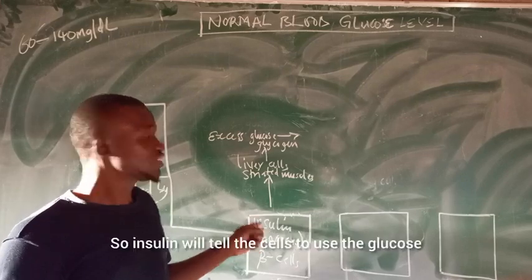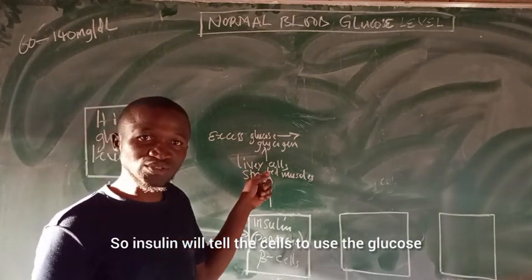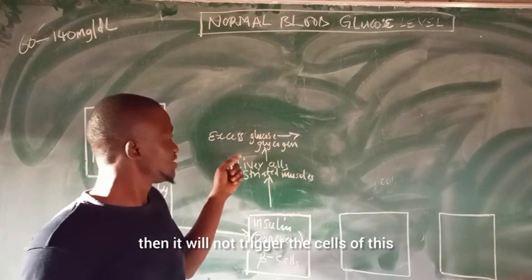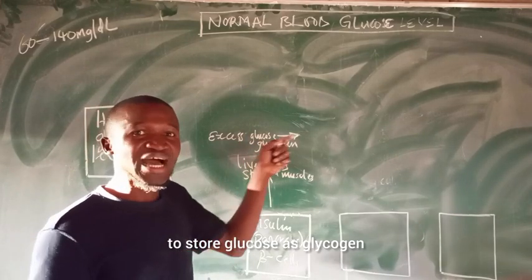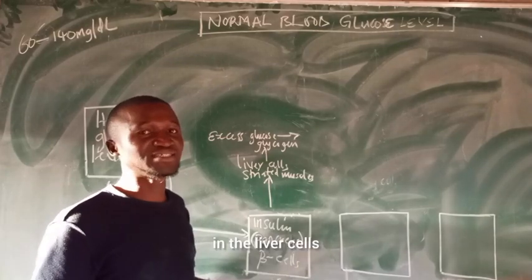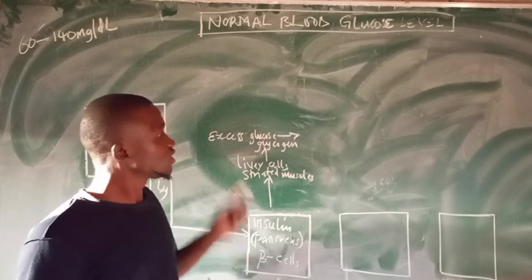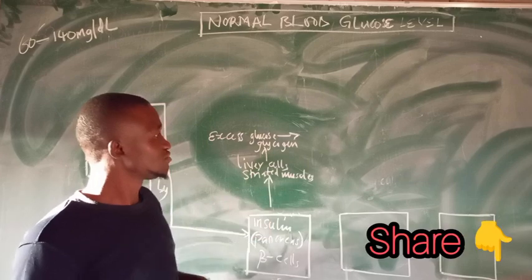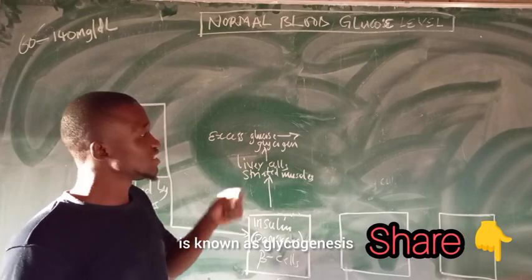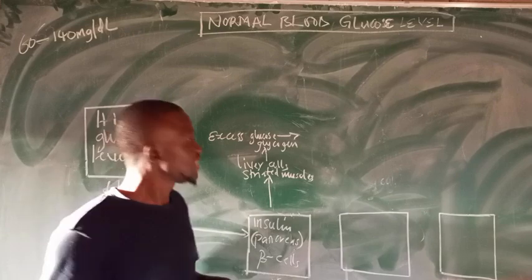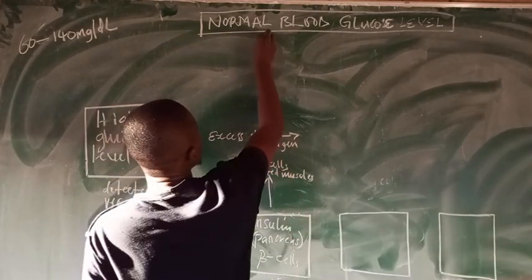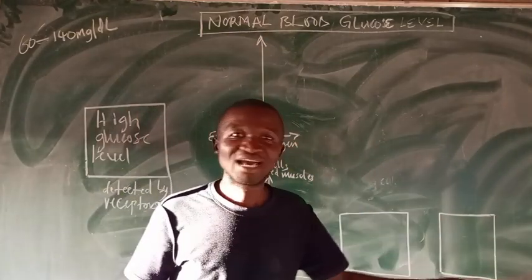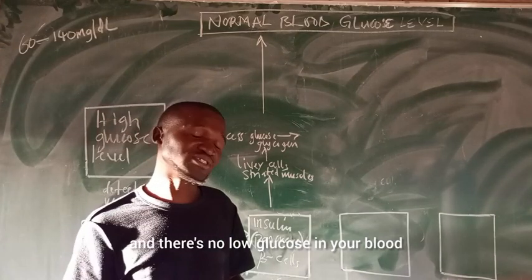It is stimulated by insulin. So insulin will tell the cells to use the glucose, and when they fail to use all the glucose, it will trigger the cells to store glucose as glycogen in the liver cells and other parts of the body. This conversion of glucose to glycogen is known as glycogenesis. Then your blood level returns to normal, because there's no excess glucose and there's no low glucose in your blood.